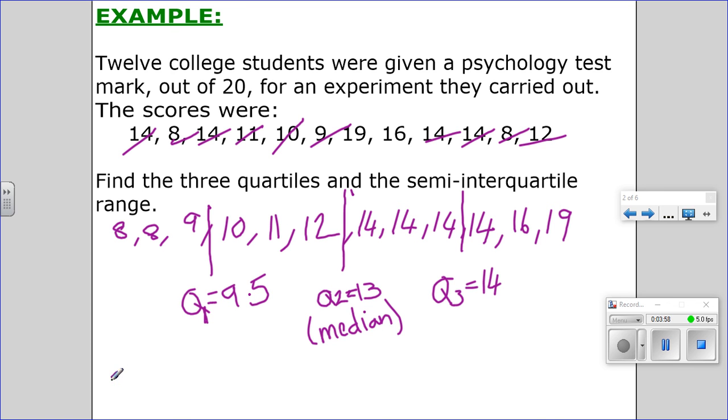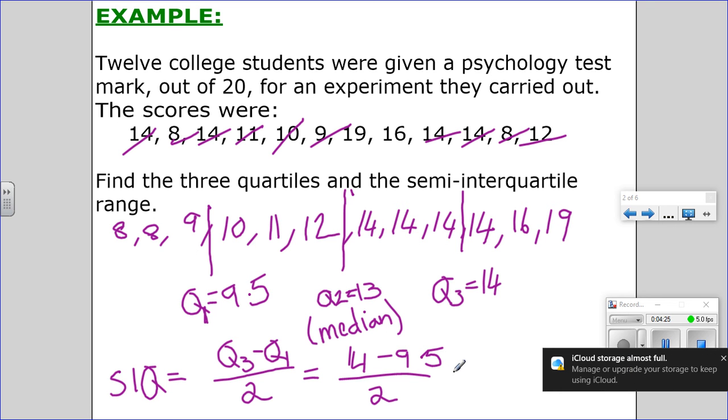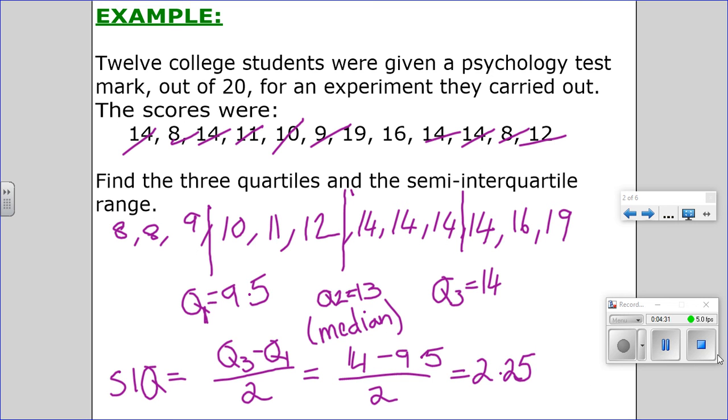Now the semi-interquartile range, which we're going to shorten to SIQ, is just quartile 3 minus quartile 1, and because it's semi, it means we've got to divide by 2. So 14 minus 9.5 divided by 2. 14 minus 9.5 is 4.5. Divide that by 2, and you'll get 2.25. Semi-interquartile range is 2.25.